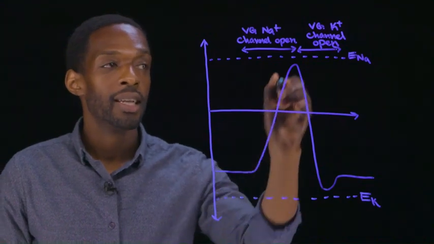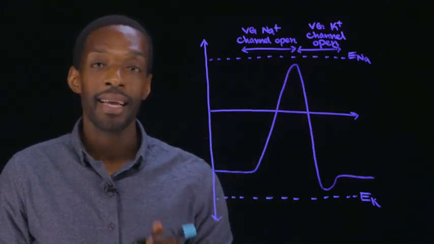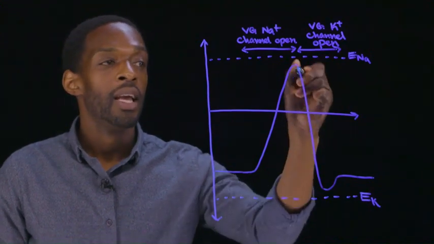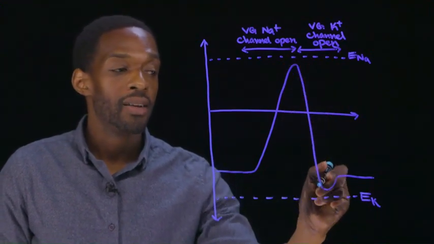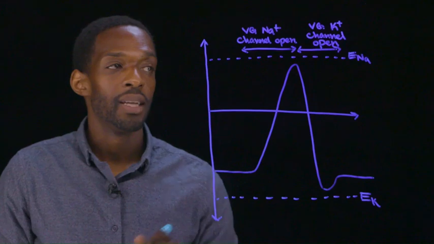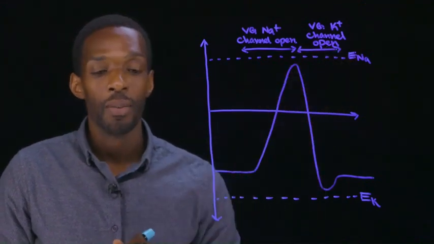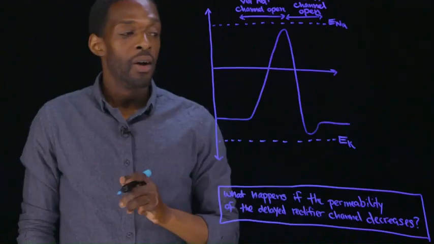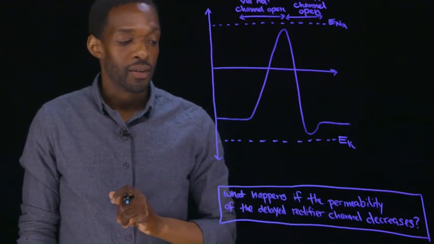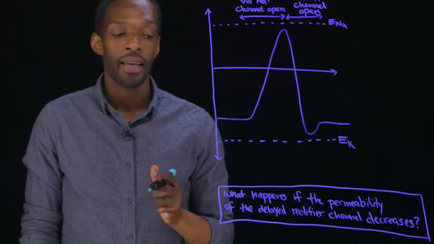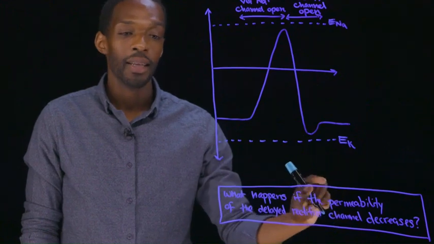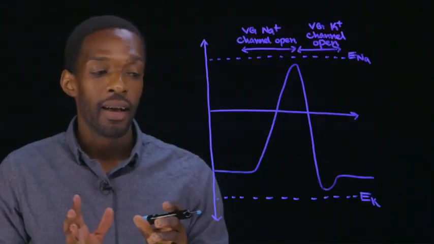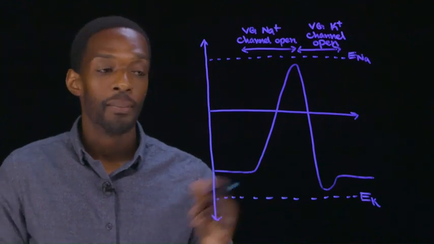With a brief delay, the voltage-gated potassium channels, also called the delayed rectifier channels, will open. And this falling phase and also undershoot of the action potential are driven by the opening of these voltage-gated potassium channels. Okay, so that's our typical action potential. And then the question is, what would happen if we reduced the permeability of these delayed rectifier channels? In order to tackle that, we'll think about this one step at a time.